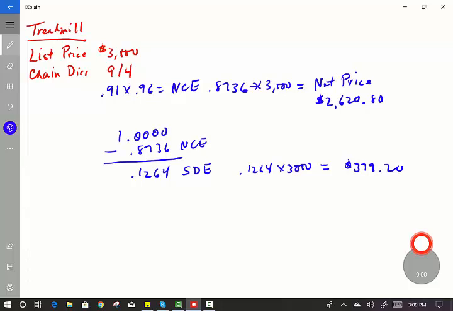Okay, so let's see. The net price is $2,620.80, and then the trade discount amount is $379.20. Technically, if you subtract the $379.20 from $3,000, that would give you your net price of $2,620.80.